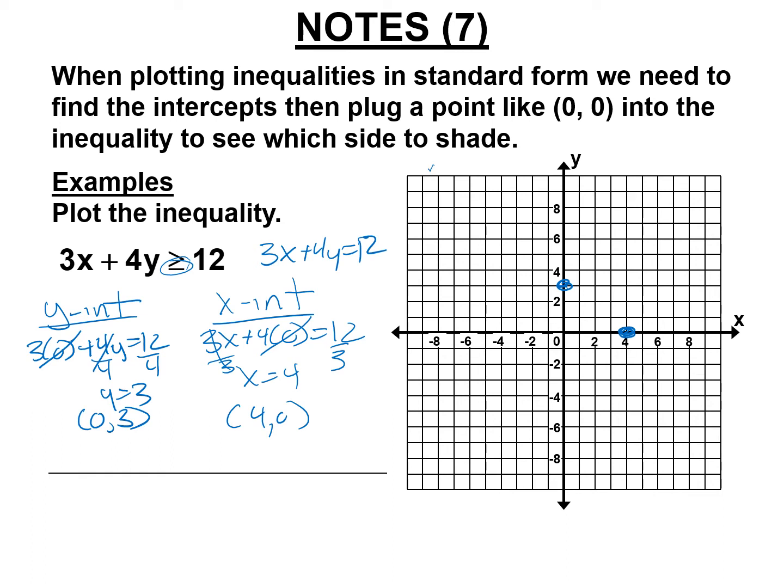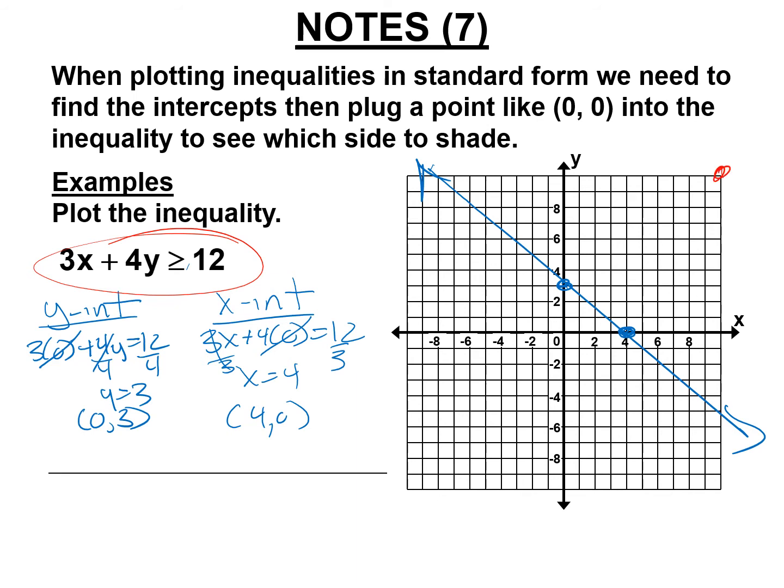And there it is. Now, just because this is greater than, it does not mean that you shade above the line. Okay, and that's the tricky part. That only works when we're in slope-intercept or when you have y by itself. It doesn't work here. So what do we do? What you do is you put 0, 0 into this inequality. Now you can put any point. You can put 10, 10 in there.